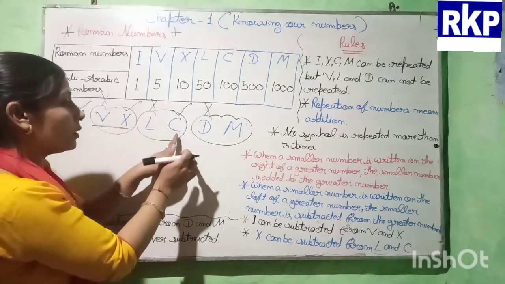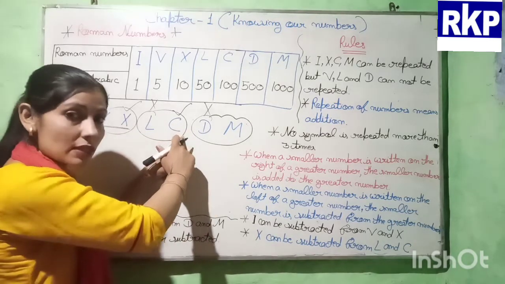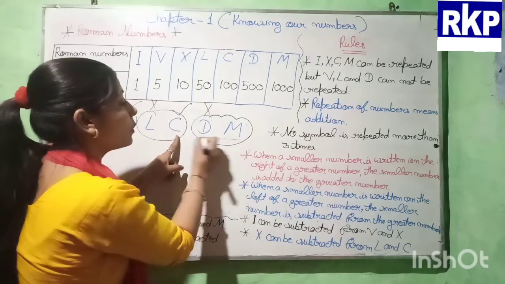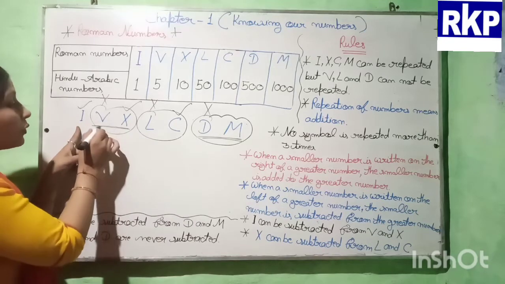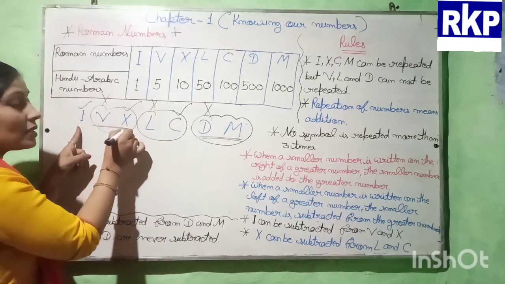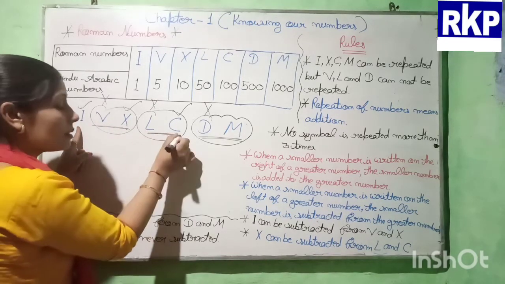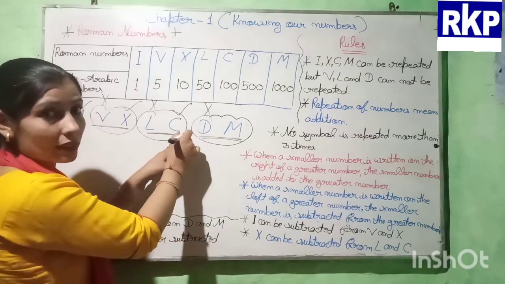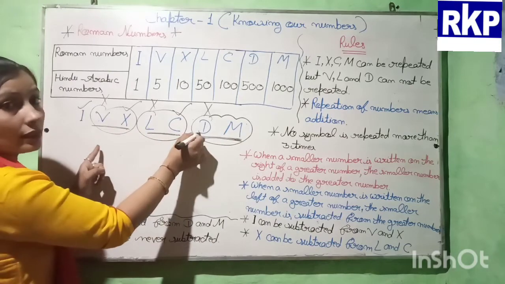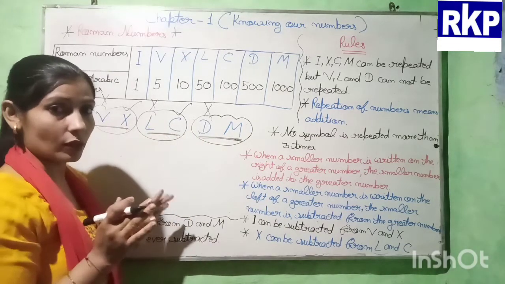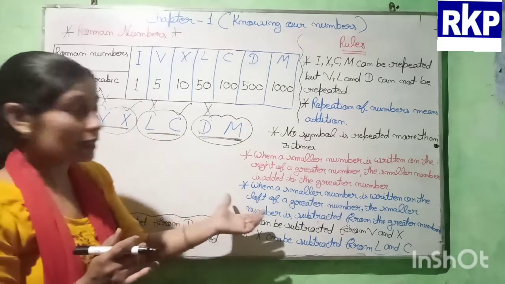And like this, C can be subtracted only from these two symbols. I can be subtracted from V and X, X can be subtracted from L and C, and C can be subtracted from only D and M. V, L, D are never subtracted. Okay, so now let us see again this.